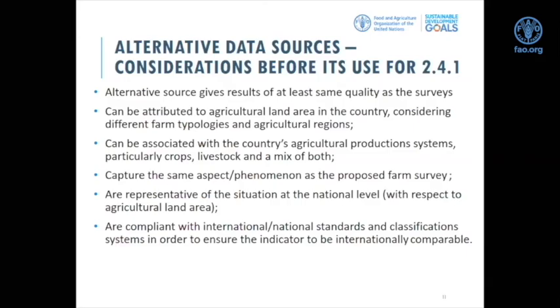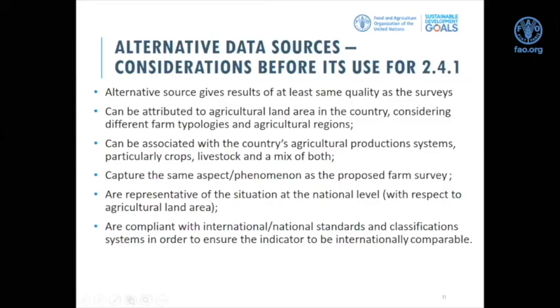First and foremost, it should be demonstrated that the alternative data sources give at least the same result and quality as the farm surveys, and can be reflected in or attributed to agricultural land area in the country, considering the different farm typologies and agriculture regions. This is a very key point, because if you have alternative data available in some institution, how do you link that with the agriculture area of the country, which is the basis for assigning sustainability status to agriculture in a country?